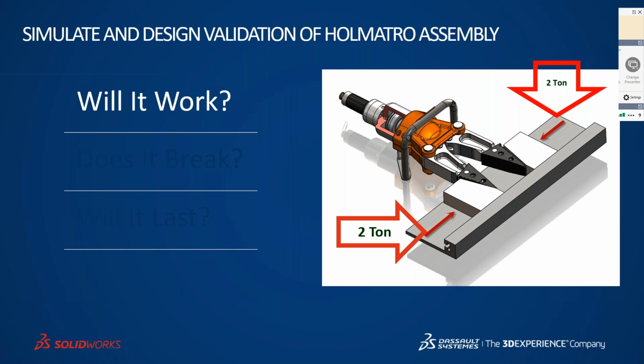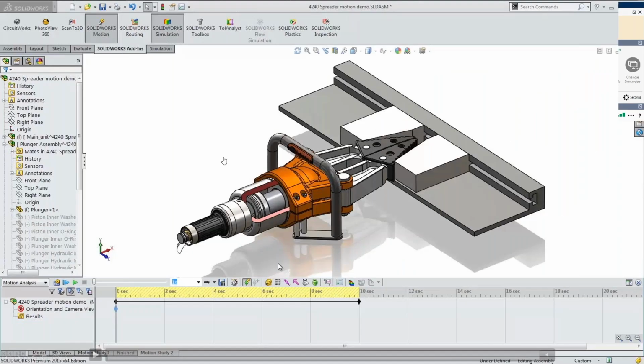I will try to apply 2 tons of force on either side of the jaws, and then I will give the motor force and see whether the jaws and the motor will withstand that force or not. That's my aim actually. So let's go and do it. Here you see this is the motion analysis window, and I'm going to apply a linear motor force. You can see the direction I'm applying, and the motor distance is going to be 60 mm.